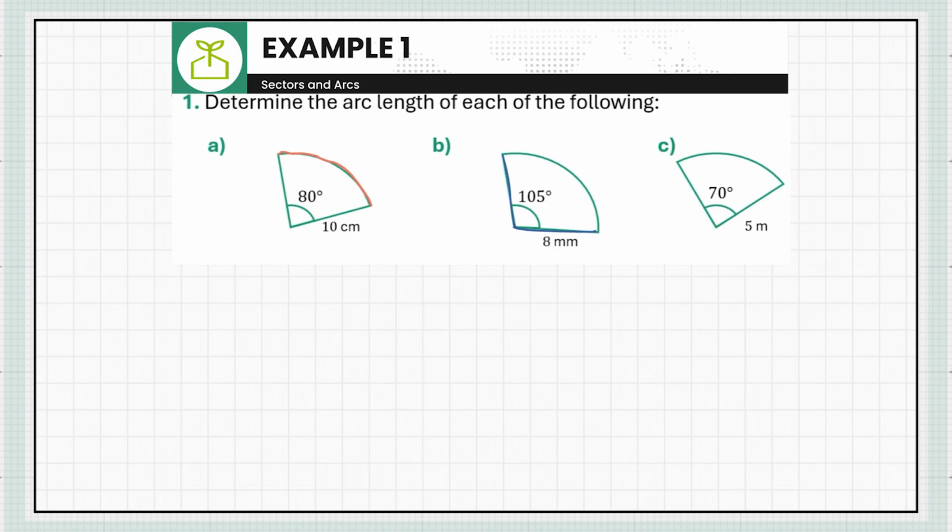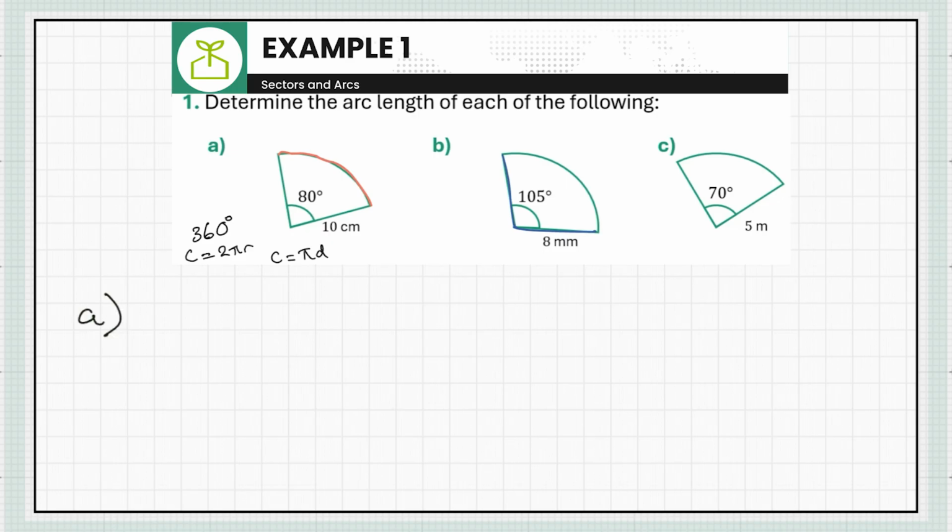Now the first thing we need to remember is that the total angular size of a circle is 360 degrees. And we have to remember that the circumference of a circle is equal to either 2 pi r, or it is equal to pi times d. Alright, now we have that information, we have everything we need to solve this question.